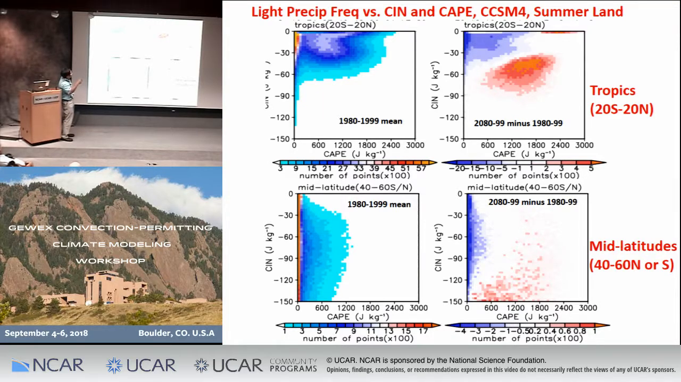It tends to happen mostly in this corner, low SINE and low CAPE. And in the future, that part of the condition will decrease, those events will decrease. Instead, many of those events will move towards the higher SINE and the higher CAPE.